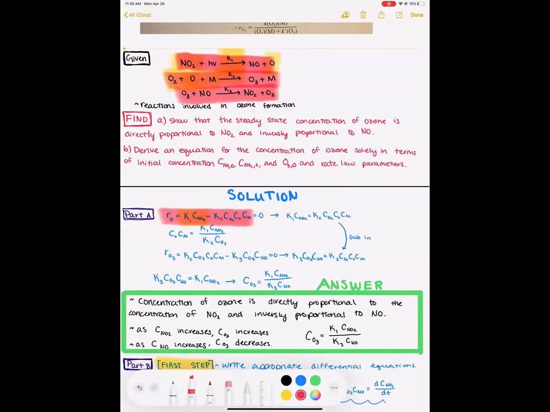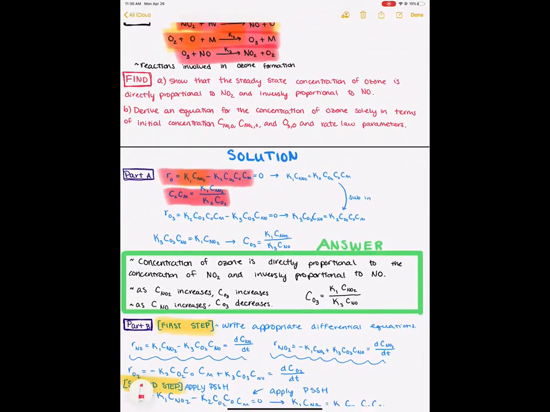So once we get the rate law equation for the formation of O, then we set that equal to 0, and that's because we're applying the PSSH. So when we set it equal to 0, we can get CO and CM equal to this term, and then we're going to save that term for just a second.